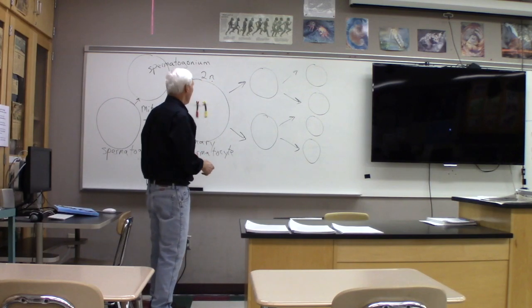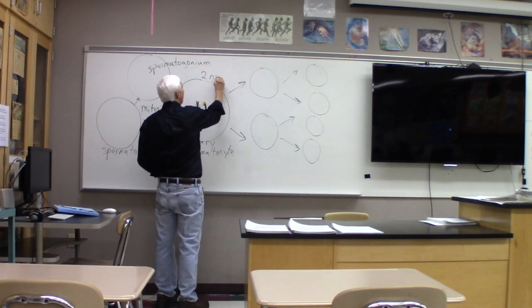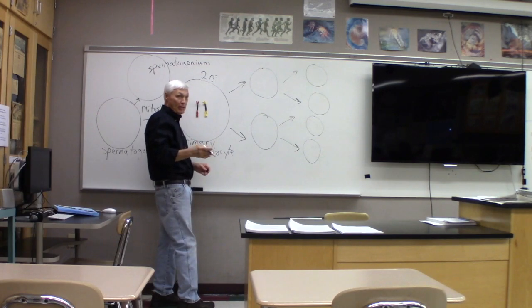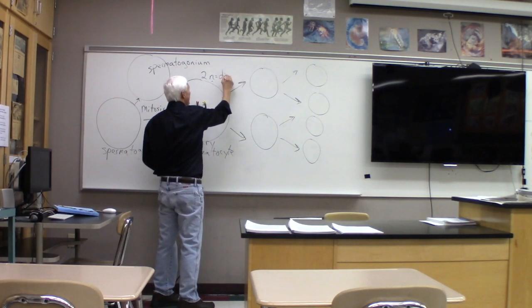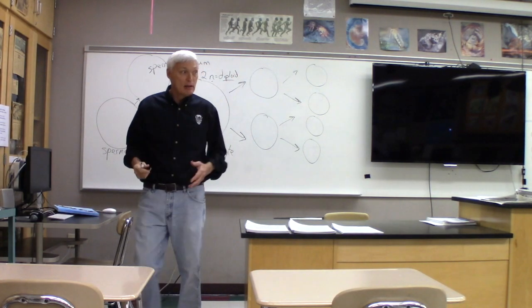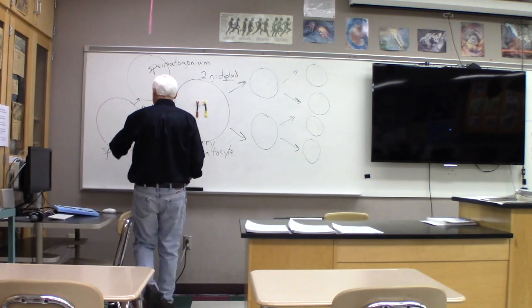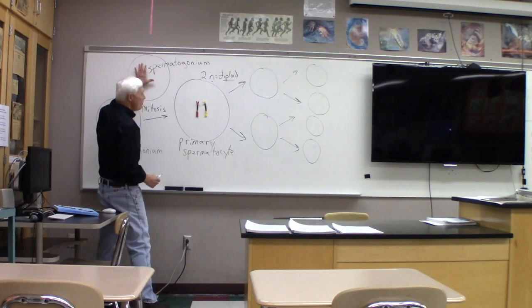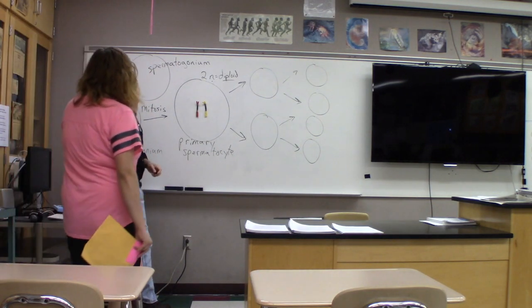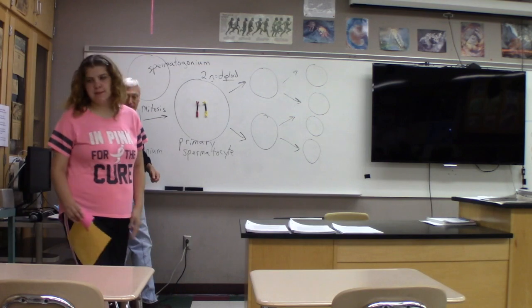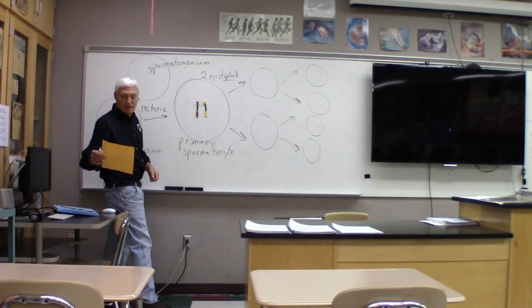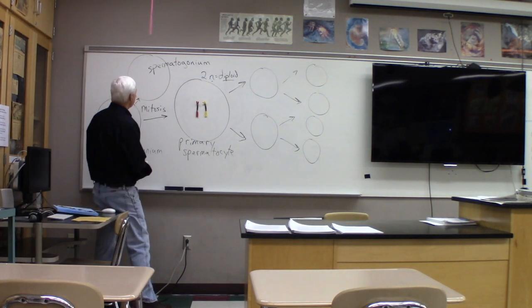It's 2N, okay? In the computer tutorial, remember the word diploid? That describes a cell that contains chromosomes that are in homologous pairs. It's diploid. Okay. And you know what? The spermatogonium cells, they're diploid too. They're diploid also.